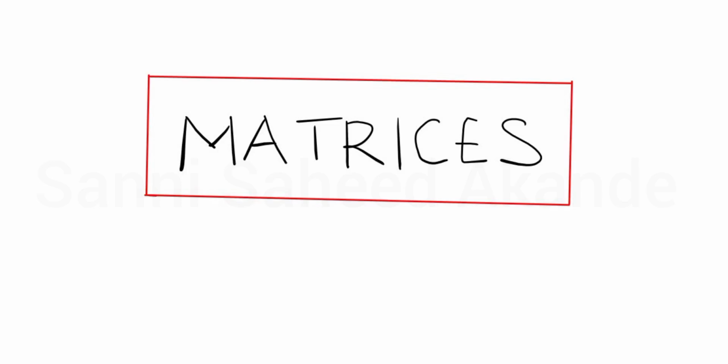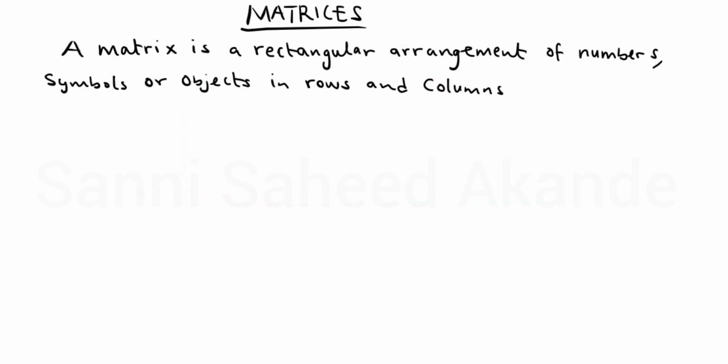Today we are going to be studying matrices. Now let's begin to look at what a matrix is all about. A matrix is a rectangular arrangement of numbers, symbols or objects in rows and columns. So we are going to take a look at some examples so that you will understand what matrices are all about. The first example we are going to be looking at is 2, 3, 4 and 5.